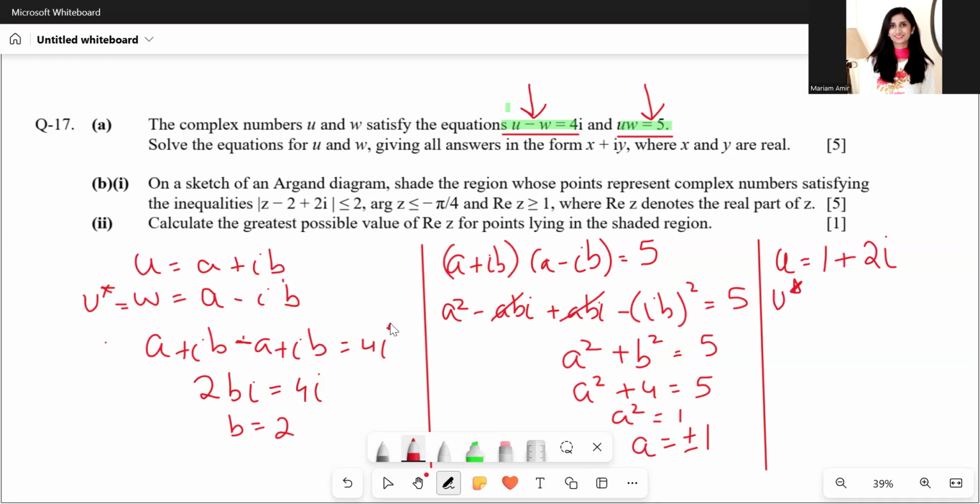which means if u is 1 plus 2i, then u conjugate or w would be 1 minus 2i. But if we take minus 1 plus 2i, because a can be minus 1 as well, then u conjugate or w will be minus 1 minus 2i. So these are the two possible sets of answers.